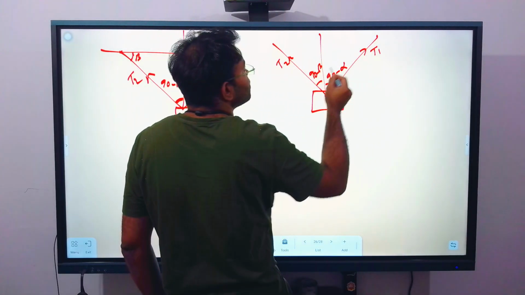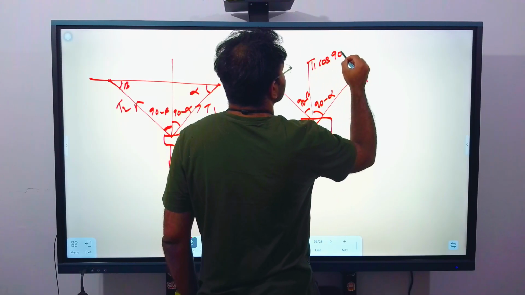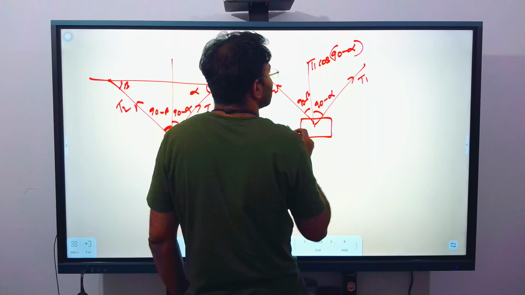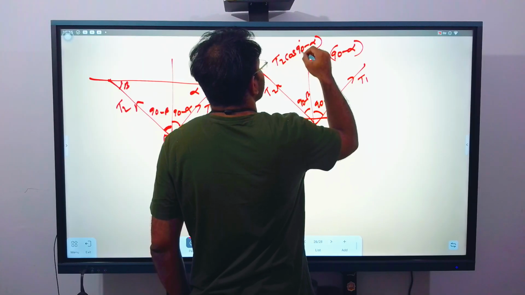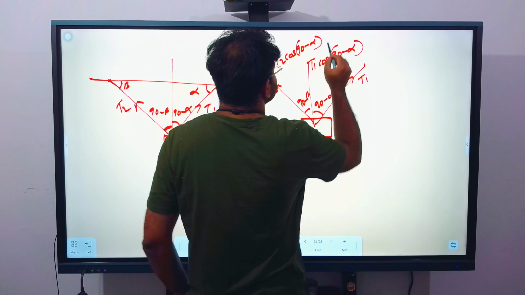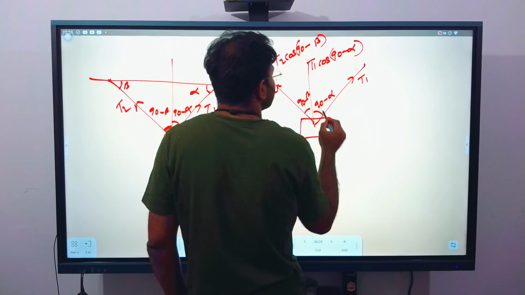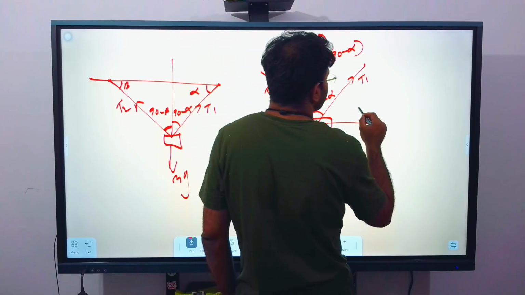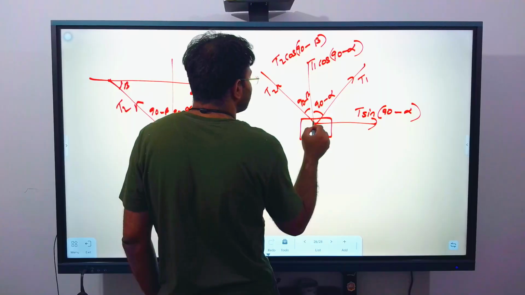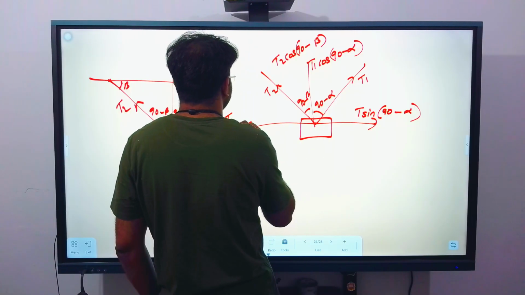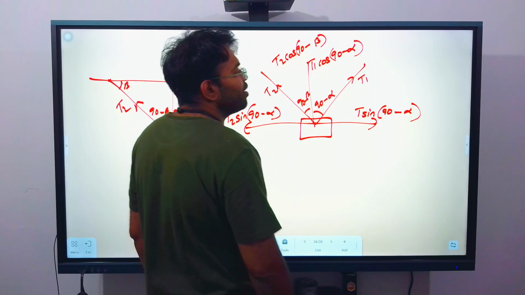Okay, so T1 can be resolved as T1 cos 90 minus alpha like this, and this can be resolved as T2 cos 90 minus beta like this. This becomes what? T1 sine 90 minus alpha. This becomes T2 sine 90 minus beta. What is sine 90 minus alpha?